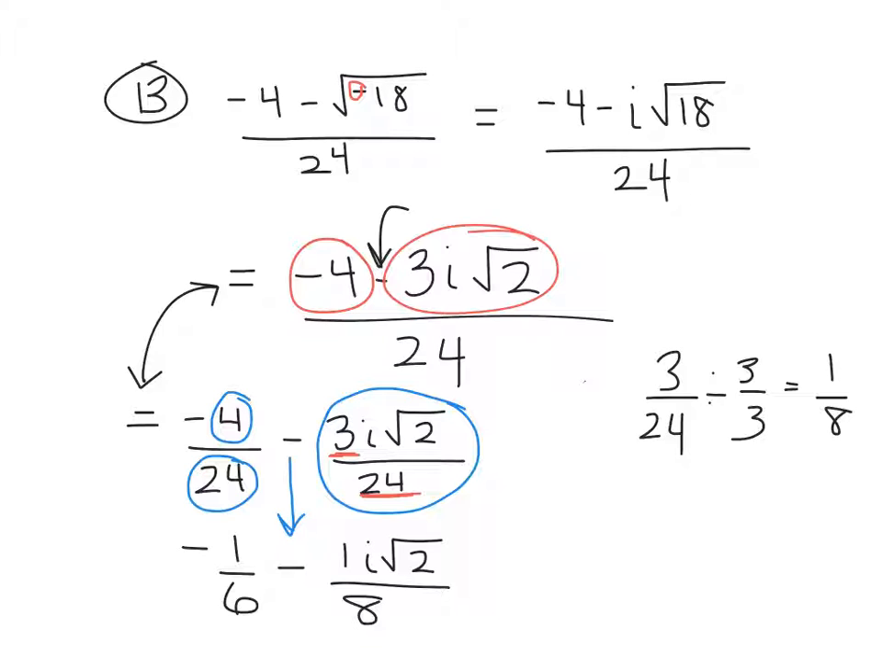Now, 1 multiplied by anything is just that something. So I really don't need to write that 1 there. So I'm going to erase the 1. So my answer is negative 1/6 minus i square root 2 divided by 8. And that is my final reduced simplified answer.